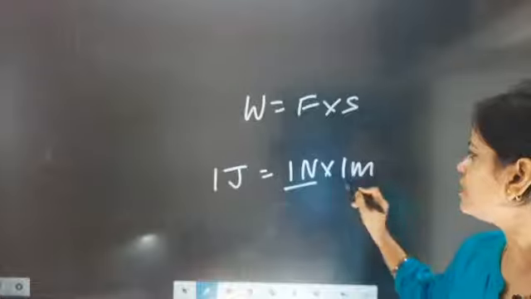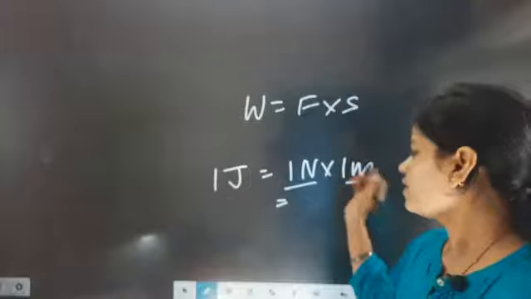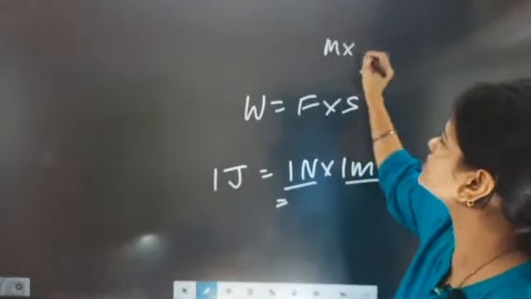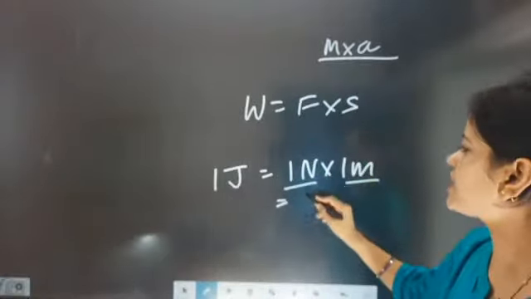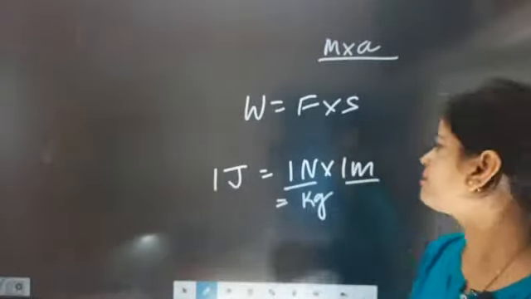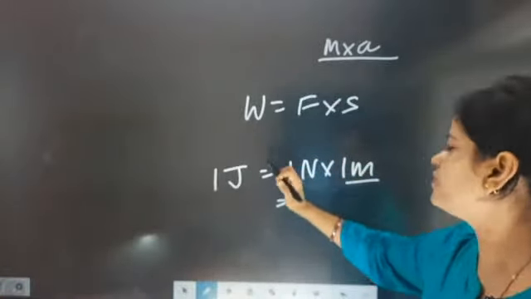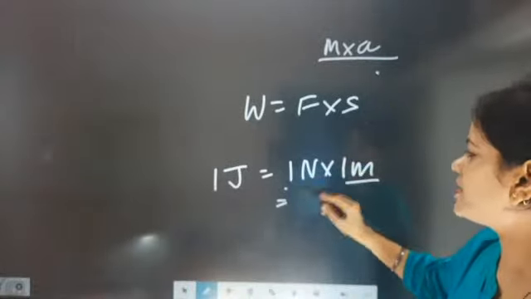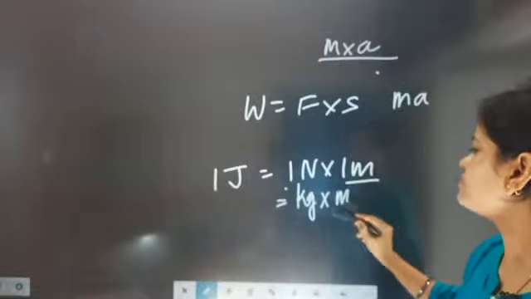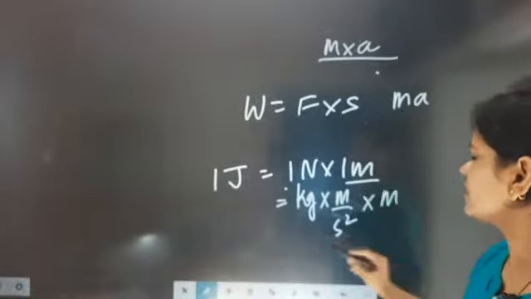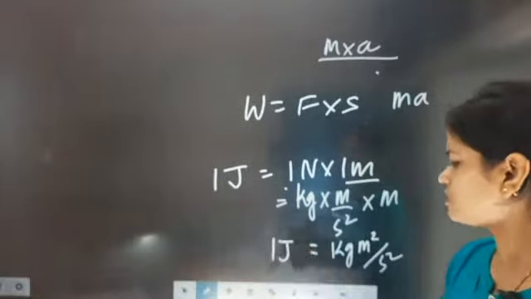Now convert Newton. 1 Newton will be what? You know that force is mass into acceleration. Mass is taken in kg, acceleration is meter per second square, and here meter is there. So 1 kg meter square per second square is equal to 1 joule.